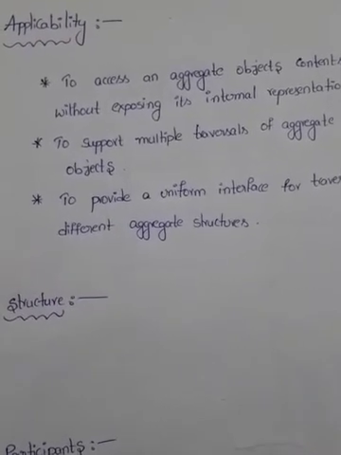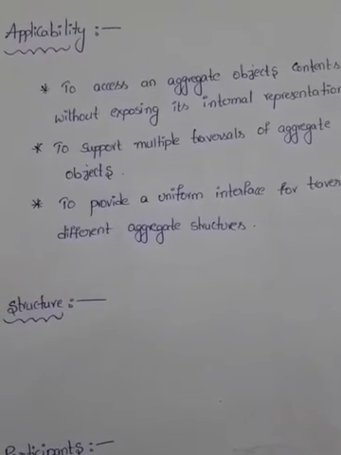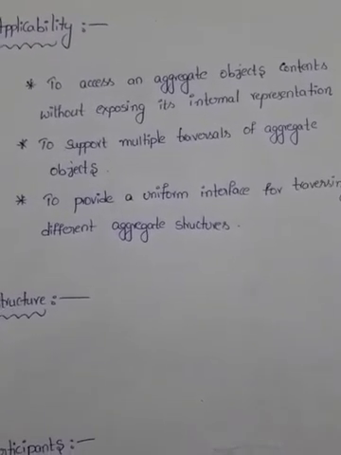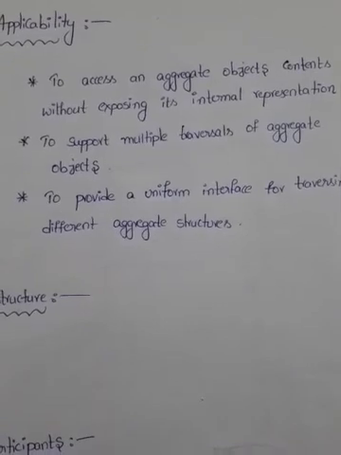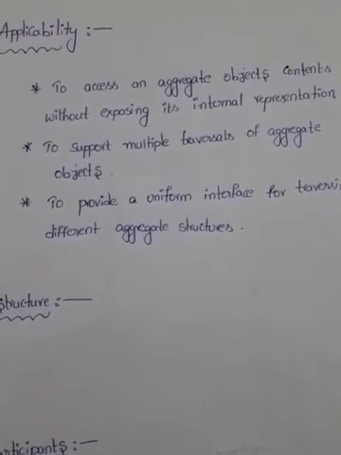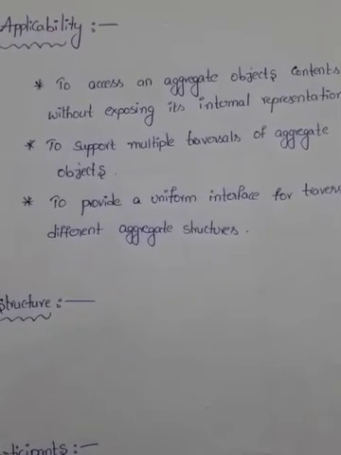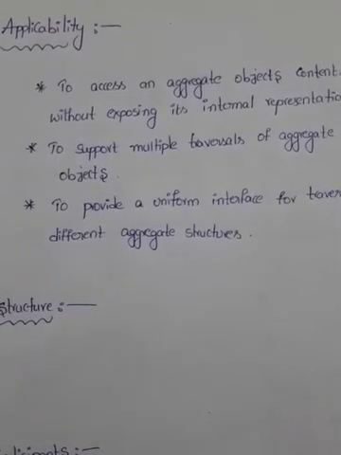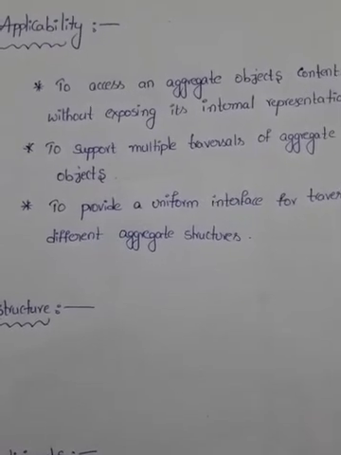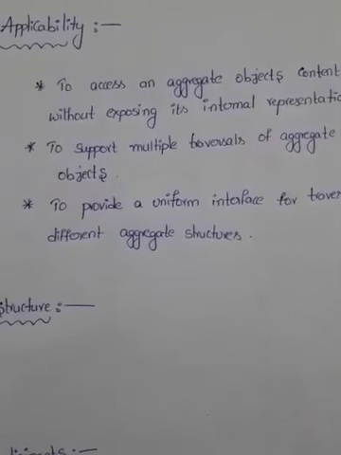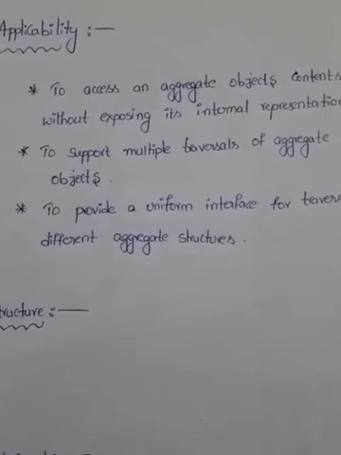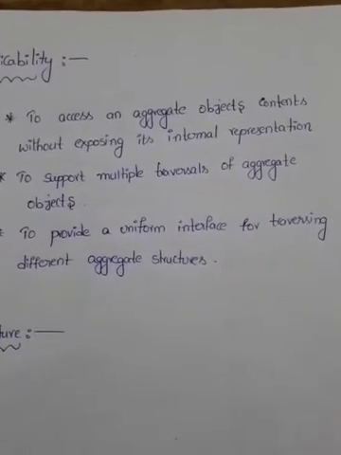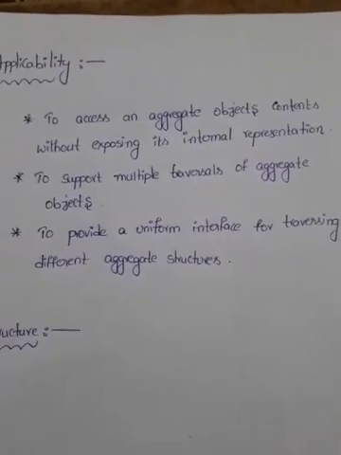Coming to the applicability of an iterator pattern, it uses the iterator pattern to access an aggregate object's contents without exposing its internal representation. The next one is to support multiple traversals of aggregate objects and to provide a uniform interface for traversing different aggregate structures. That means to support polymorphic iteration. These are the three applicabilities we can say for the iterator pattern.